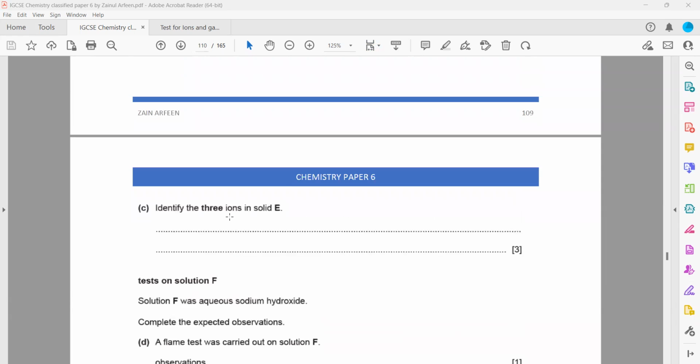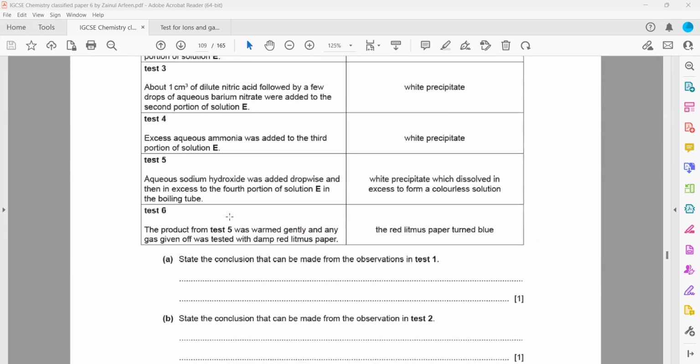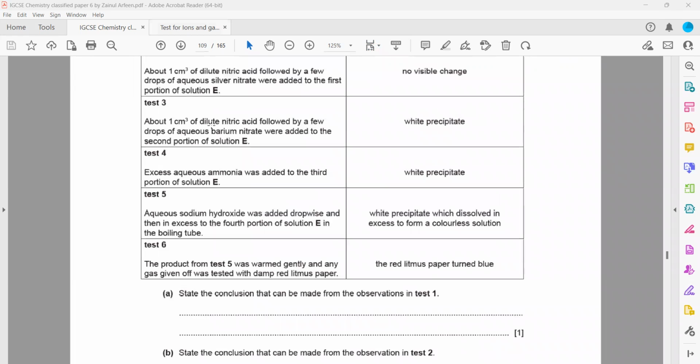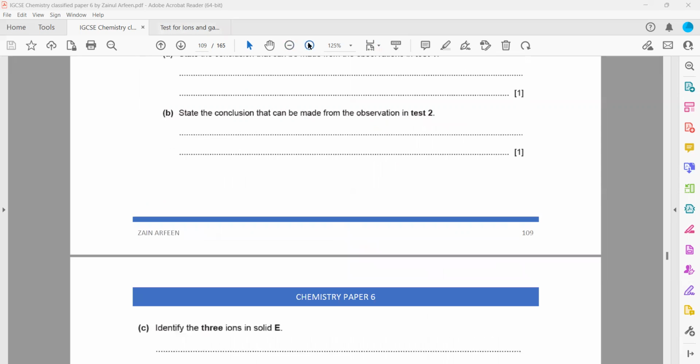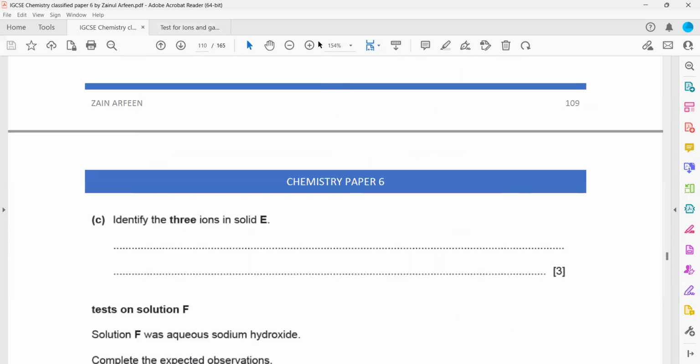Then identify 3 ions. What are the ions? Aluminium, sulfate, and ammonium. This gives an idea that there was a sulfate ion. This gives an idea there is an aluminium ion, and this confirms it. Ammonia gas is released, but the ion which is present is the ammonium ion. So the three ions present are ammonium, sulfate, and aluminium.